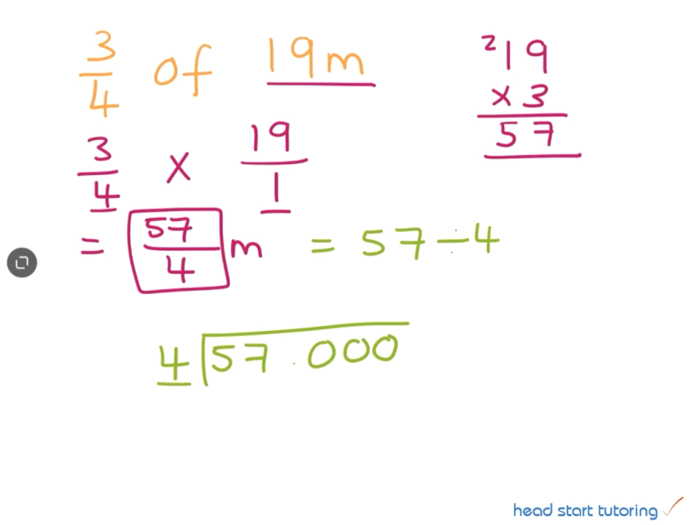And then we say 4 into 5 goes once, remainder 1. 4 into 17 goes 4 times, remainder 1. We remember to bring up our decimal point, and 4 into 10 goes twice, remainder 2. 4 into 20 goes 5 times with nothing left over, so we don't need that 0 there. So we end up with an answer of 14.25 meters.